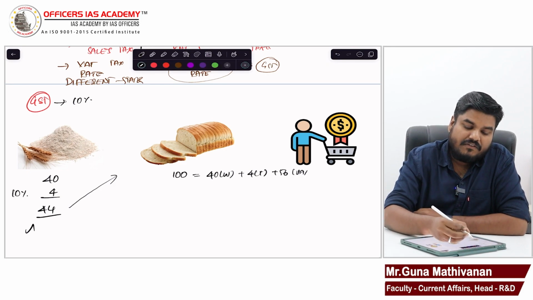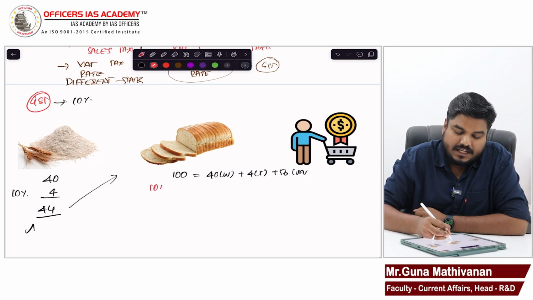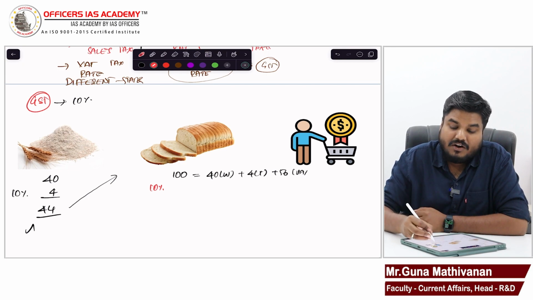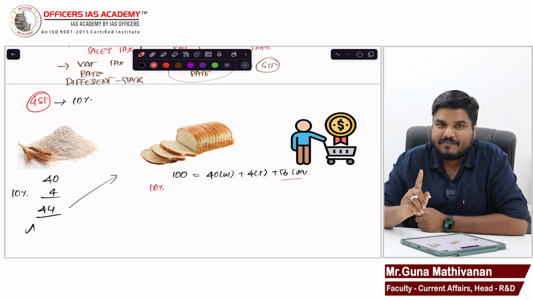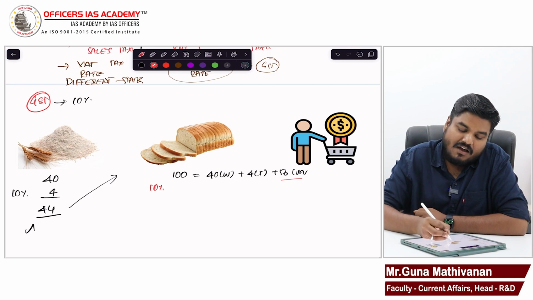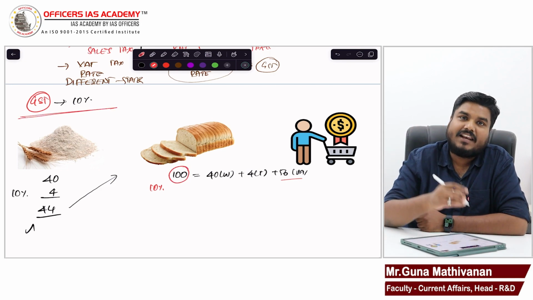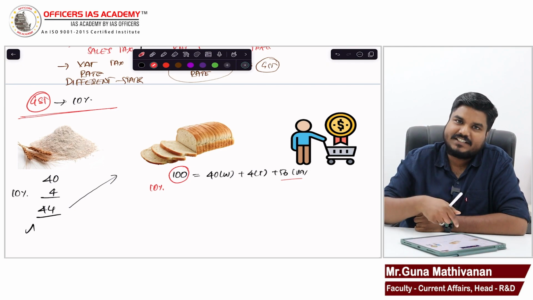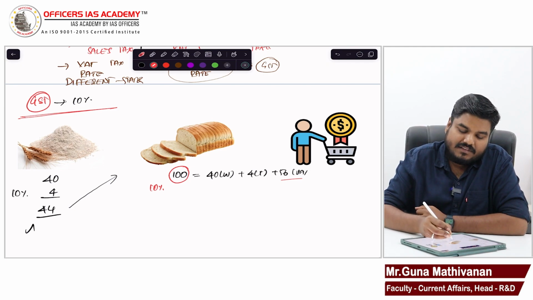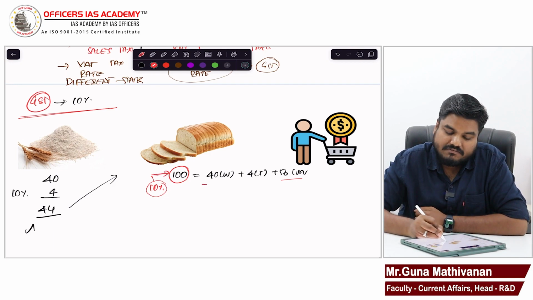In VAT, we are going to impose 10% tax only on this value added part. But in GST, like sales tax, we will be imposing this 10% tax on this entire 100.